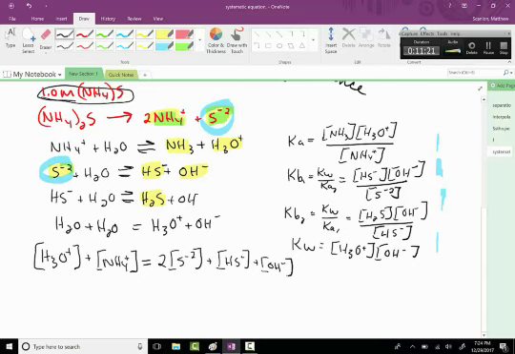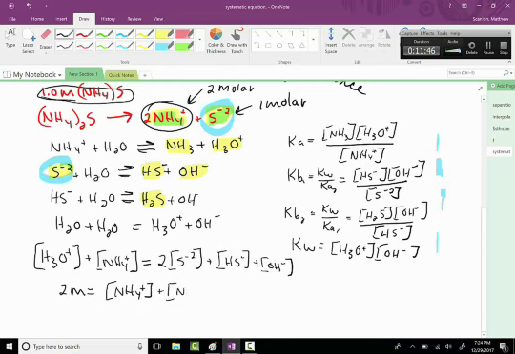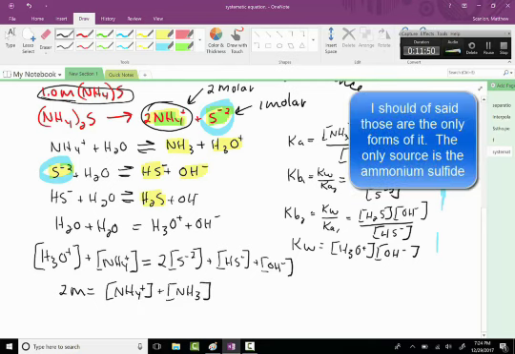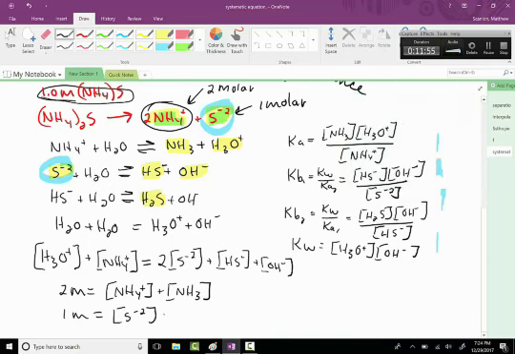Well, I have 2 mass balances. I said it was 1 molar, which means up here at the top, this total should be 2 molar, and the sulfide should be 1 molar in all their forms. So I go 2 molar is equal to the concentration of NH4 plus the concentration of NH3. Those are the only sources of it. And I can say 1 molar is equal to the concentration of S minus 2 plus the concentration of HS minus plus the concentration of H2S.